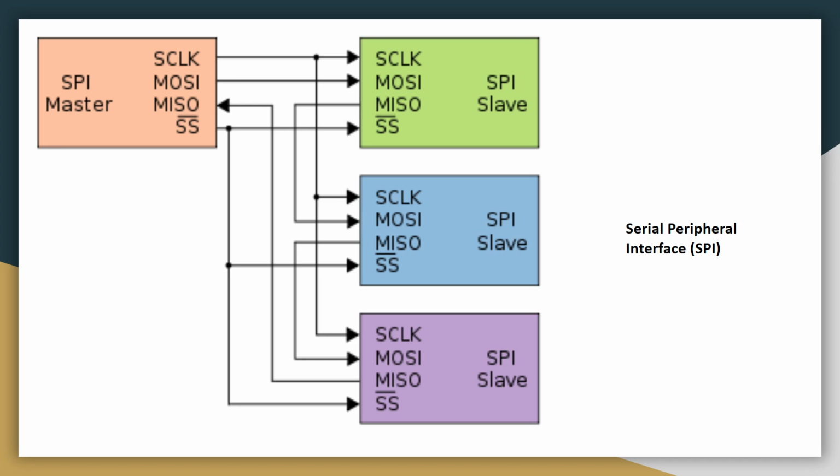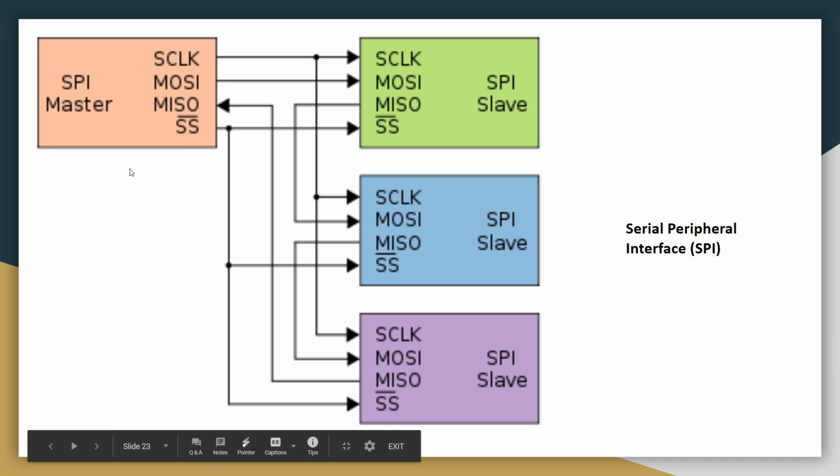SPI is serial peripheral interface. Before I explain this diagram, I'll explain the terms. SCLK stands for serial clock, and as I said just now, a clock is basically a series of pulses of 5 volts and 0 volts regularly at an equal time interval. SCLK is connected to the SCLK of all the slaves. MOSI stands for master out slave in. MISO stands for master in slave out, and this is a chip select pin.